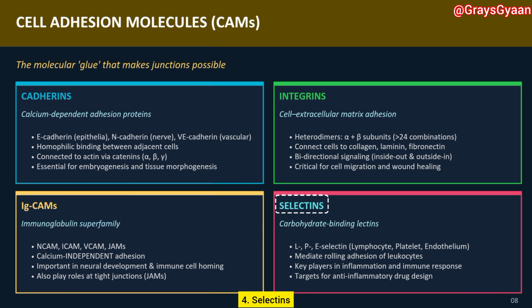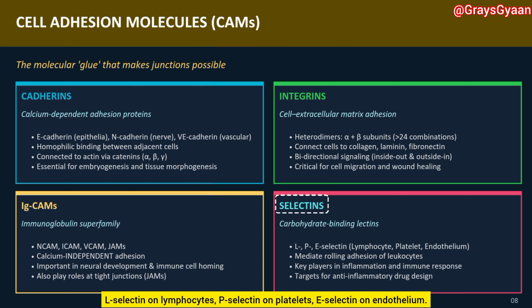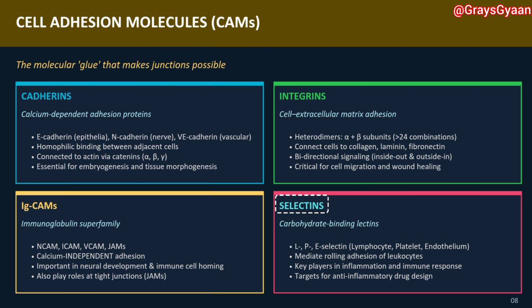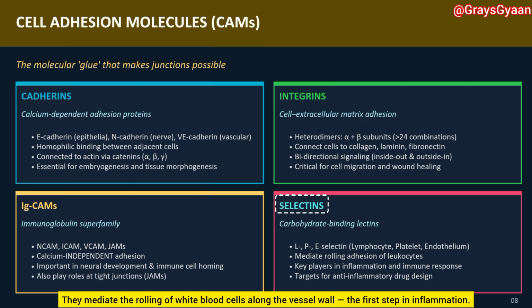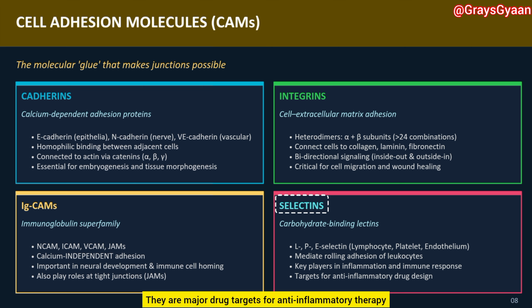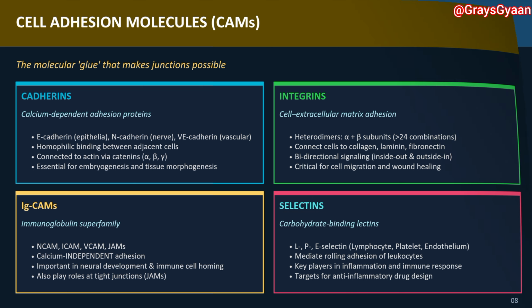Number 4, Selectins. These are lectin-like proteins that bind carbohydrates. L-selectin on lymphocytes, P-selectin on platelets, E-selectin on endothelium. They mediate the rolling of white blood cells along the vessel wall, the first step in inflammation. They are major drug targets for anti-inflammatory therapy.